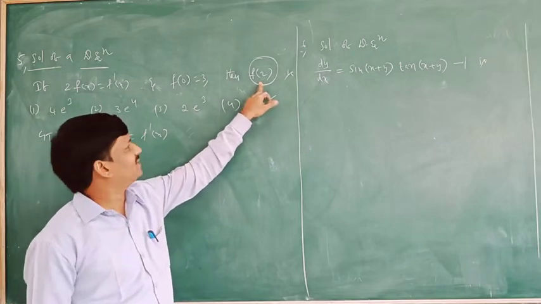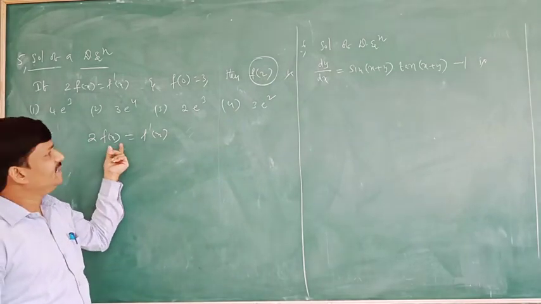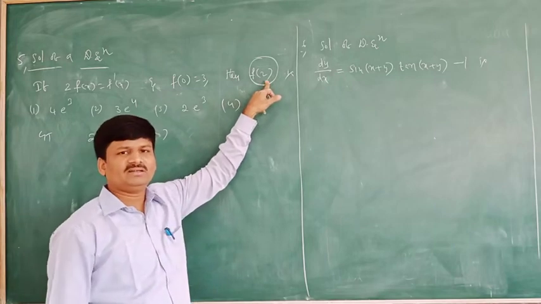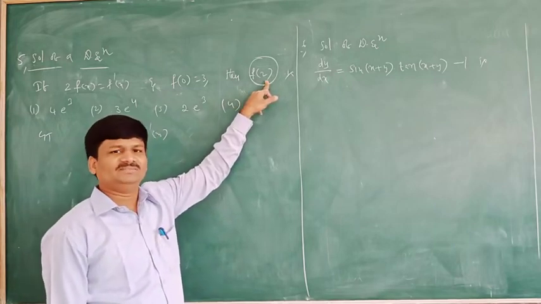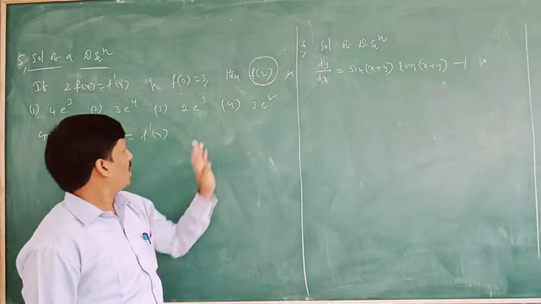Which type of solution is asking? Here f of x is a function. He is asking f of 2, where x value is 2. Substituting the x value means a particular solution is asking. Particular solution. Okay. Yes. How could you solve?